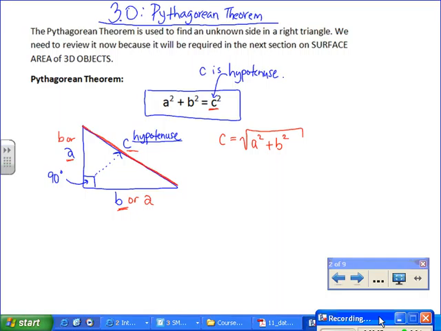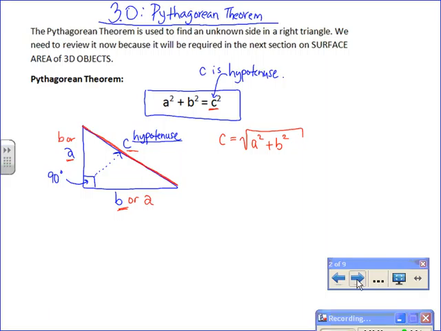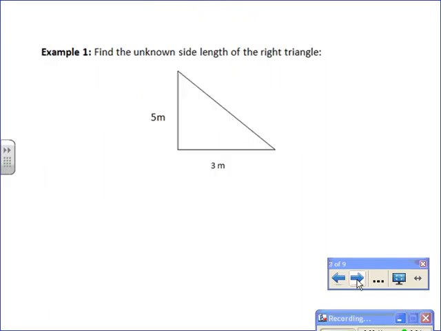Let's go ahead and try a real example here. So example 1, find the unknown side length. I see that I have 2 of 3 sides, so I can use Pythagorean theorem. Go ahead and put a little right angle symbol in the corner of this triangle. It should be there in our notes. So that tells me that this is a 90-degree angle, which means that I definitely have a right triangle and I can use Pythagorean theorem.